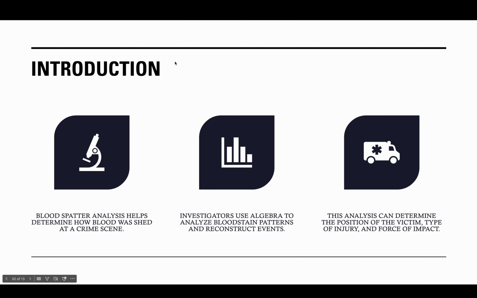So my introduction is blood spatter analysis helps determine how blood was shed at a crime scene, and investigators use algebra, like math, to analyze blood spatter patterns and reconstruct the events that happened. So this analysis can determine the position of the victim, type of injury, and the force of impact.